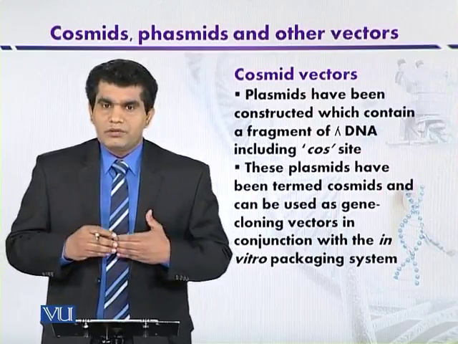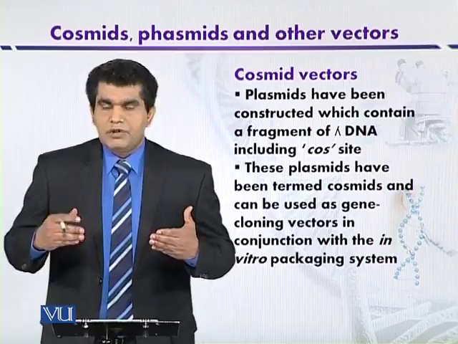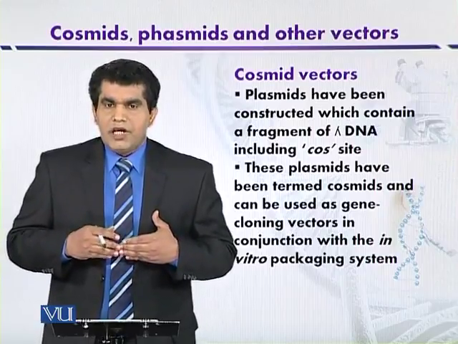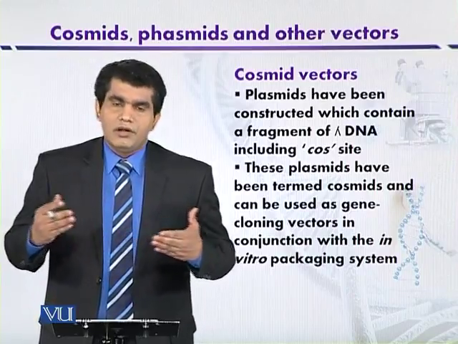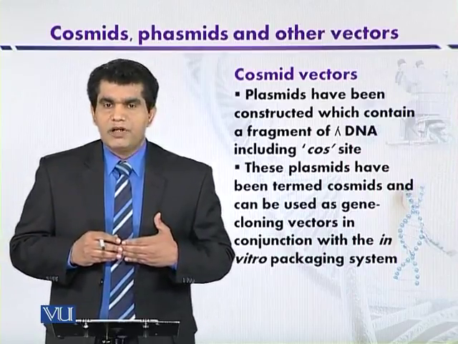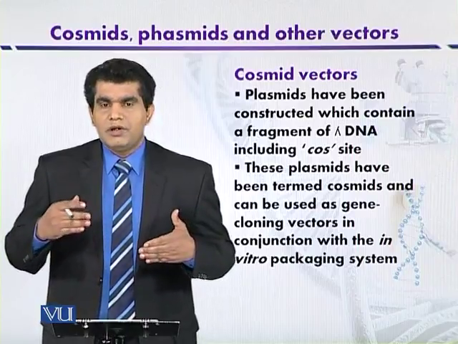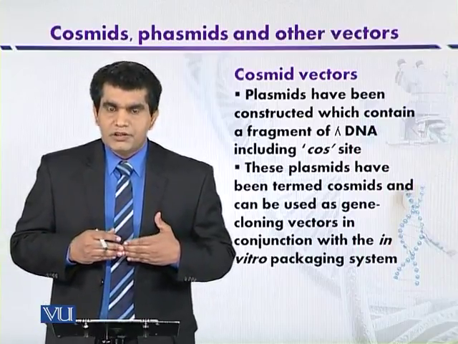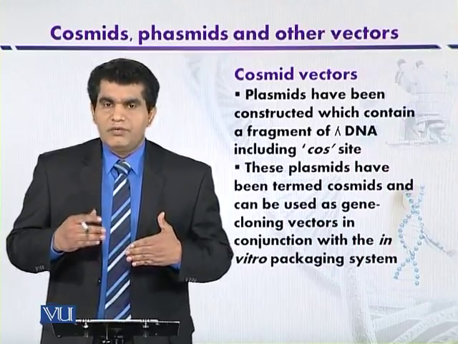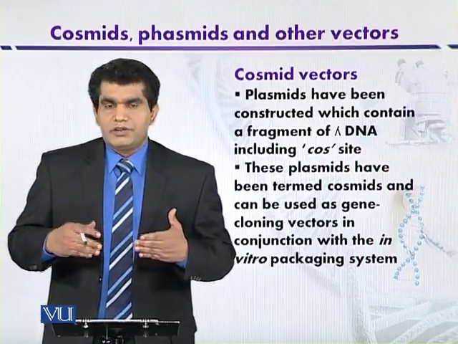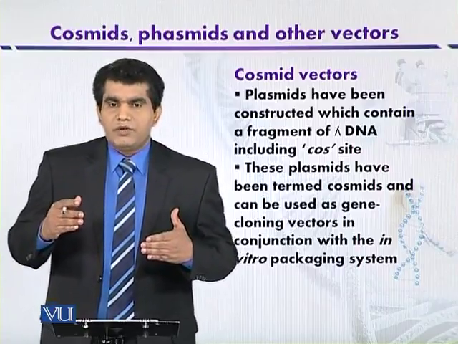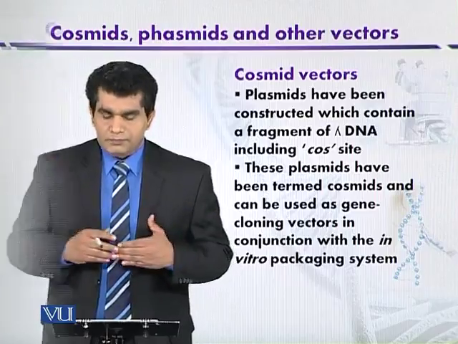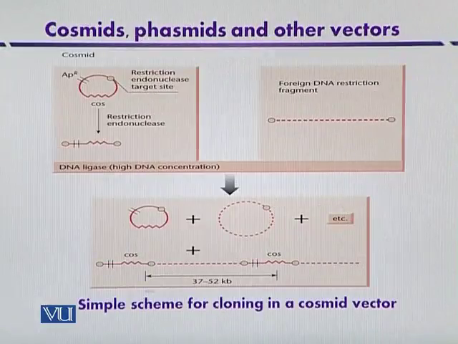If we have a look at the genetic map of the cosmid vector, as we have already discussed, it contains the cos site from the lambda genome, and of course it will also contain some selectable markers in the form of antibiotic resistance and a restriction site for a particular restriction enzyme, so that we can insert larger DNA fragments of foreign origin. This diagram shows the simple cloning scheme by using a cosmid vector.